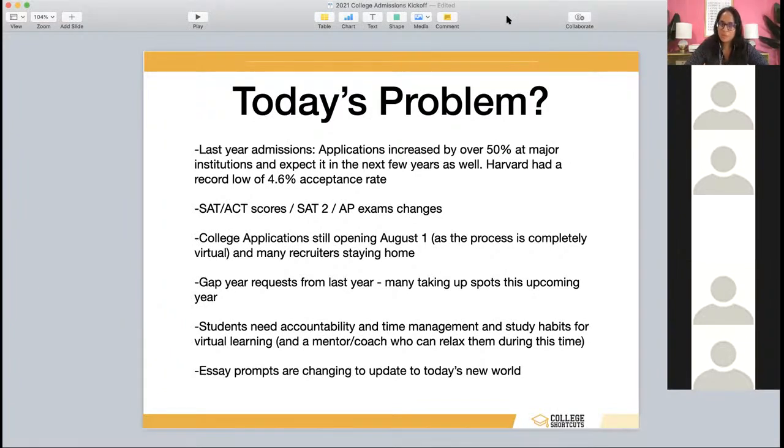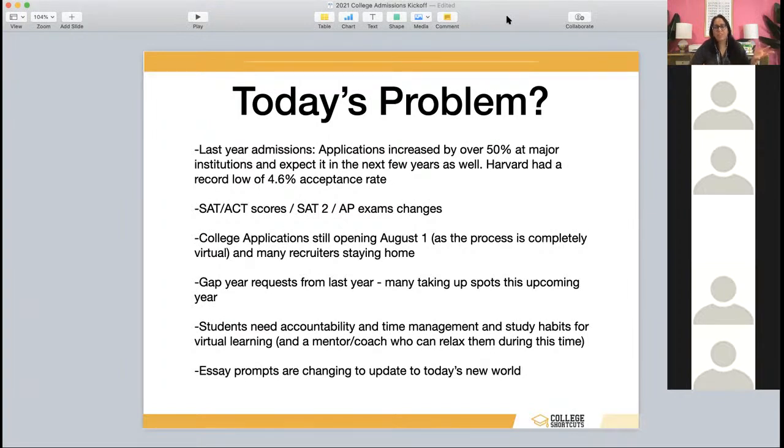So wouldn't it make sense to apply earlier? Big thing too, lots of students require deferrals. They ask for gap year requests. That means that spots for this upcoming year are taken. So keep that in mind. More spots are taken. Competition is getting higher. Applications are increasing. So there are a lot of things to be looking at, all the little factors.